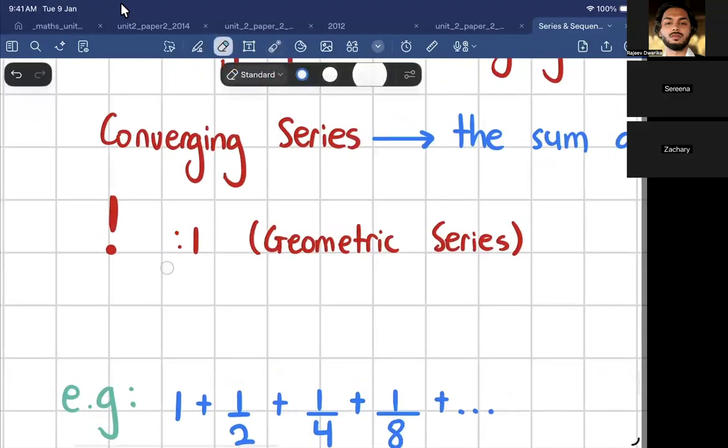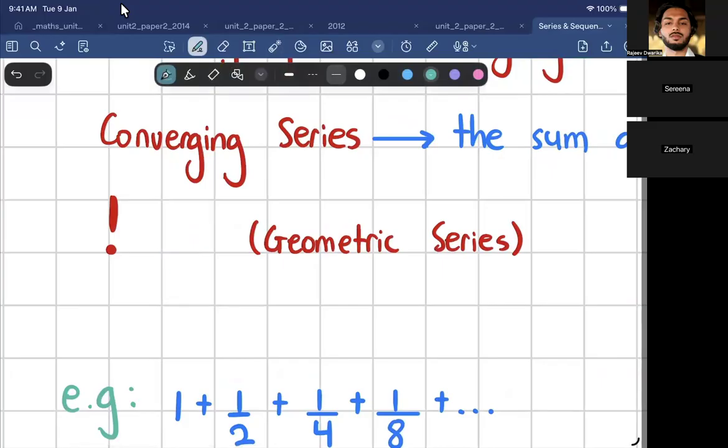So give me a second. This is the proper thing to write. The modulus of R is less than 1. So what do I mean by that? You wouldn't learn about modulus until pure maths, but let me explain quickly what I mean. Serena, you there? Zachary?